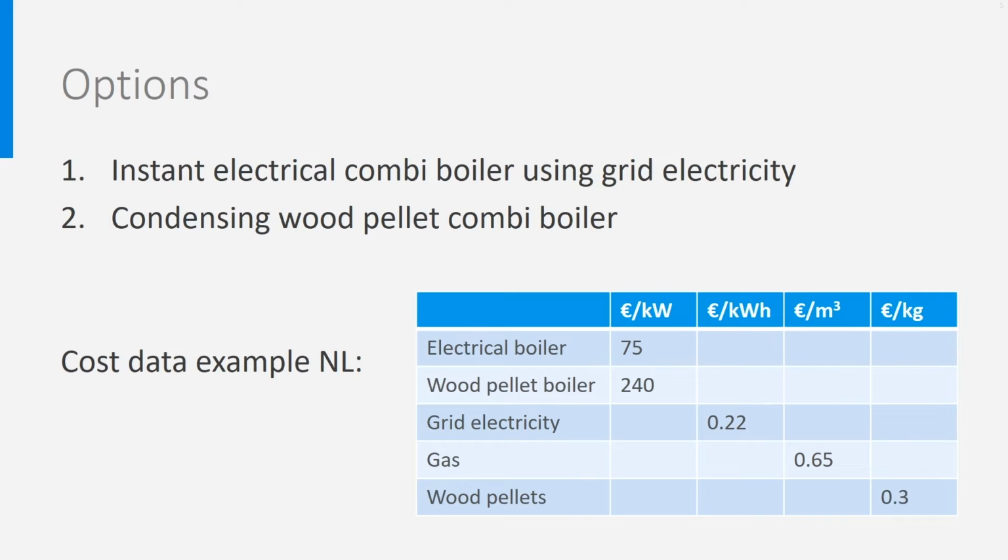Because both options are based on a combi boiler, the same system and therefore the same fuels are applied for both hot tap water and space heating, so we don't need to make separate calculations.